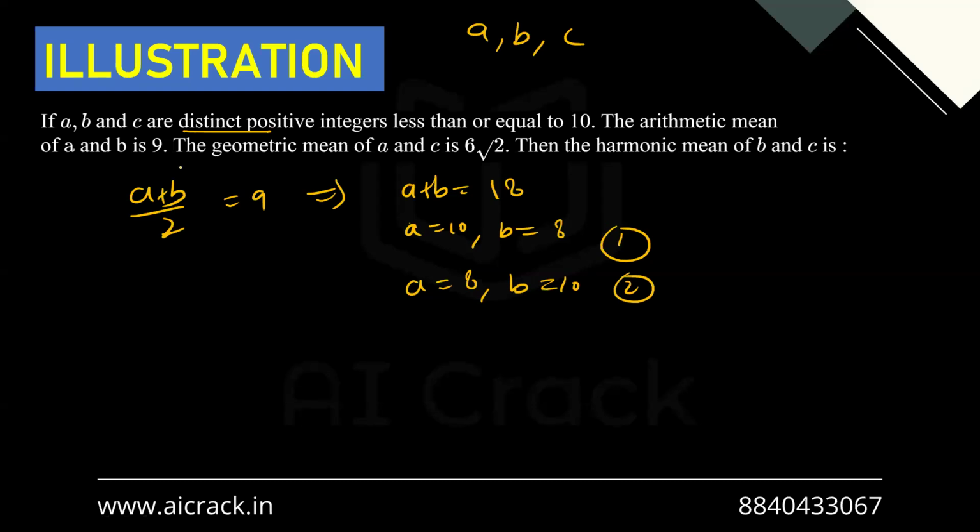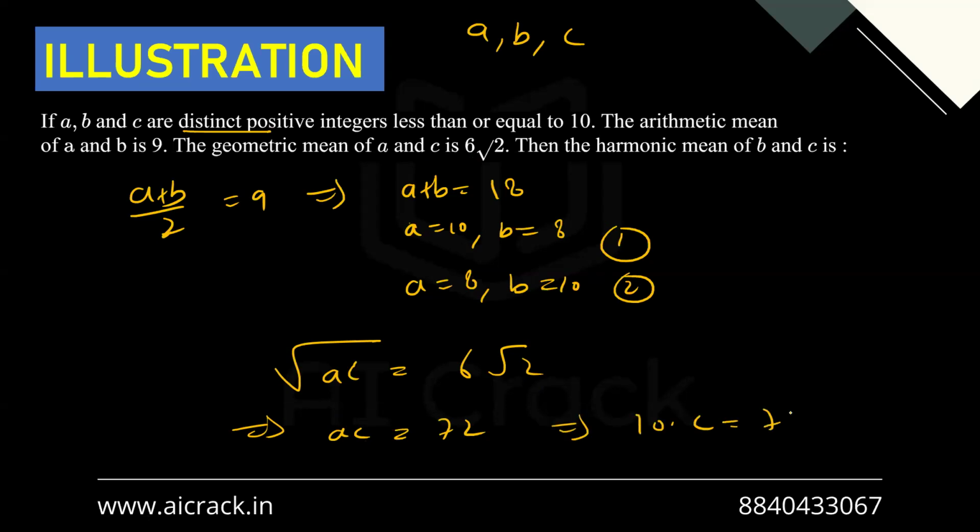Now let's talk about the second condition. The geometric mean between a and c is 6 root 2. That basically means under root ac equals 6 root 2. We square them, we'll get ac equals 72, right? Now if we take the first case, a equals 10, we'll get 10 times c equals 72. That basically means c equals 7.2. That's not possible because we have to have integral values, right? So that's not possible.